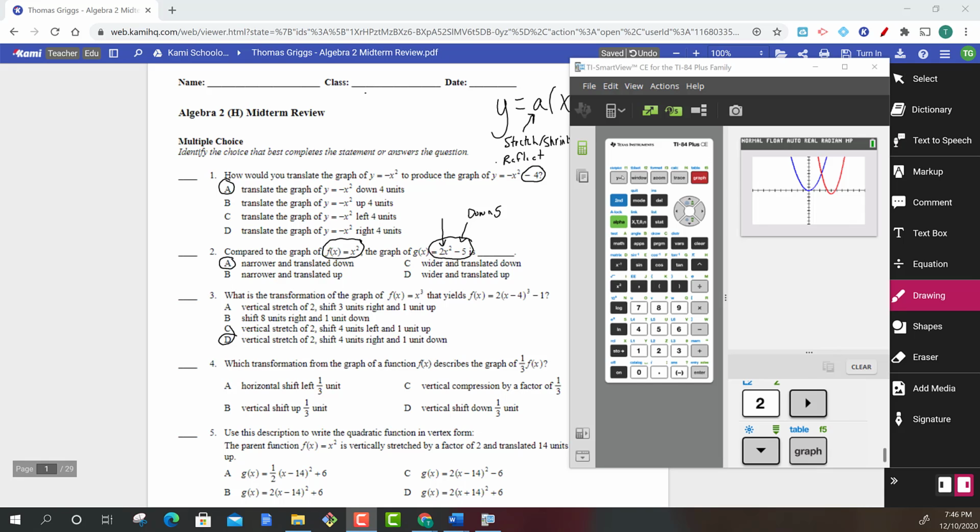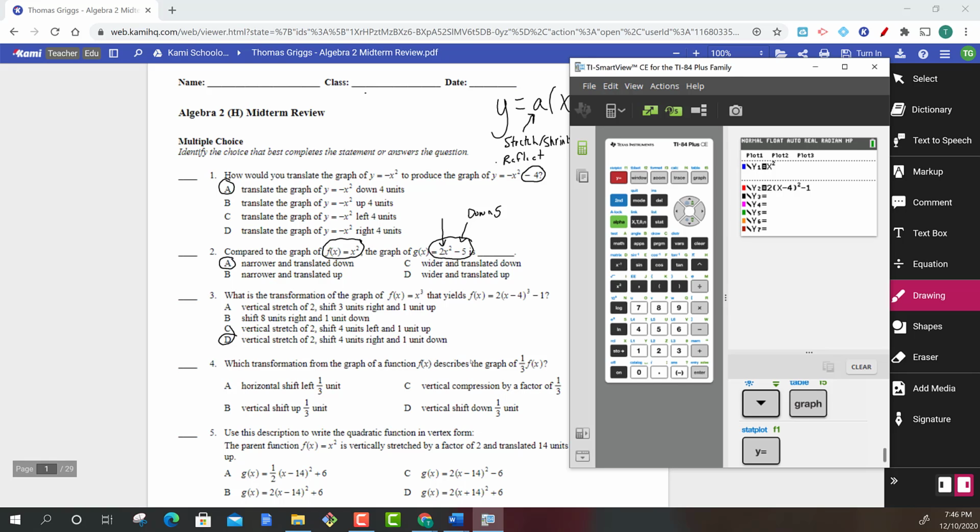On number 4, again, you can do this one of two ways. You can just know when there is an a value that is less than 1 but greater than 0, it's going to be a shrink. It's going to be a vertical compression is the verbiage they use here.